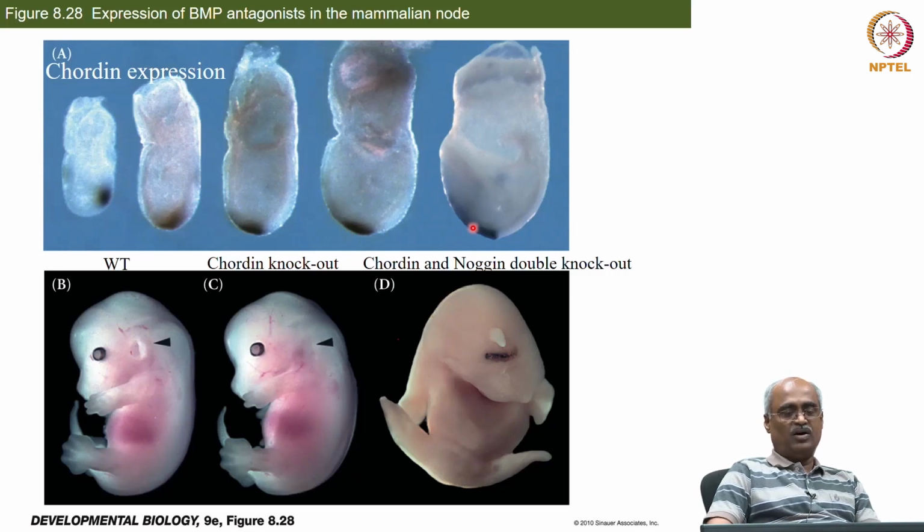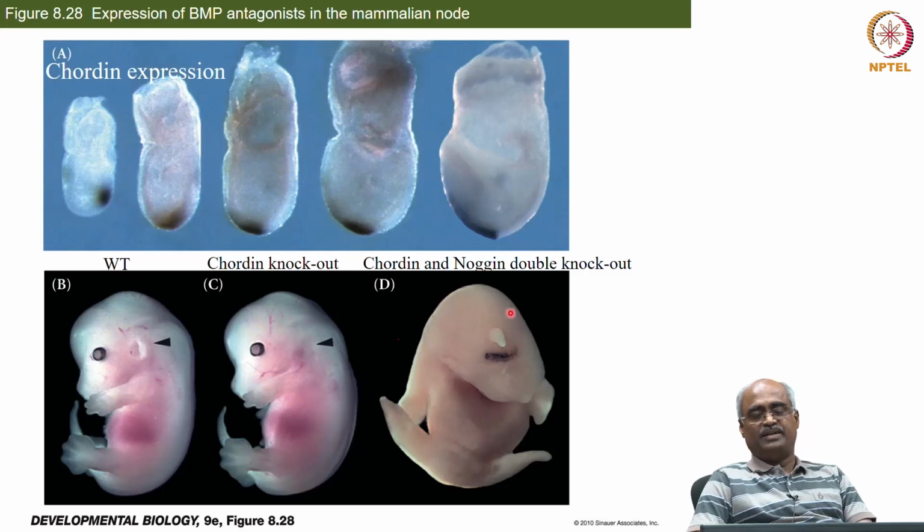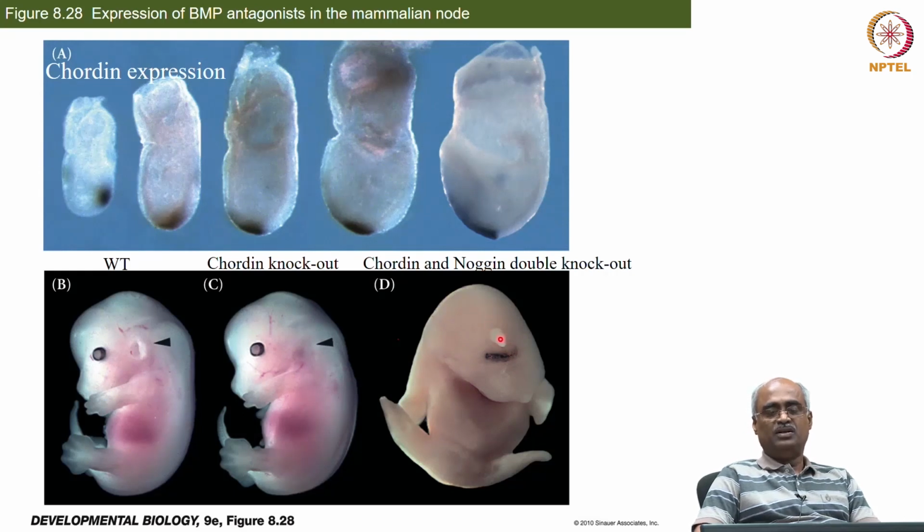And if chordin is knocked out, except this ear development defect, so this is the knockout and this is the wild type, the head structure formation appears to be totally alright. But if chordin and noggin both are knocked out, the head structure does not develop right. There is no jaw formed and only one eye, and that is below a nose-like protrusion, but otherwise no clear head structure forms. So indicating that these probably function in a redundant fashion required for the head structure to form.